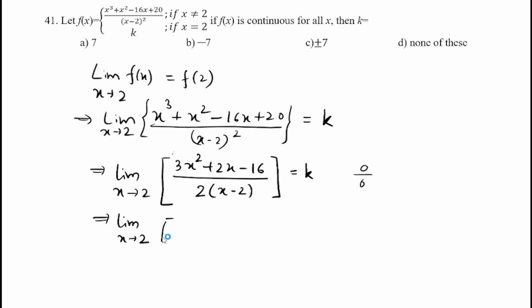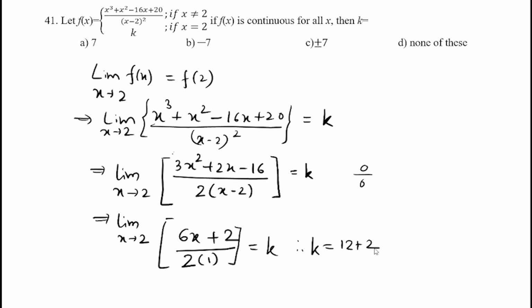Okay. Now that is derivative of 3x square is 6x. Derivative of 2x is 2. Derivative of 16 constant 0. Divided by 2 constant as it is. Derivative of x minus 2 is 1. Derivative of x is 1. Derivative of 2 constant 0, is equal to k. Now put x equal to 2. Therefore, k is equal to 6 into 2, 12 plus 2 divided by 2. 12 plus 2, 14 by 2, that is 7. So the value of k is 7. Option A is the right option.